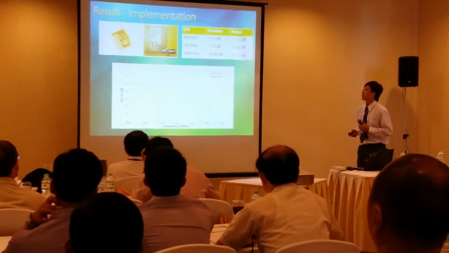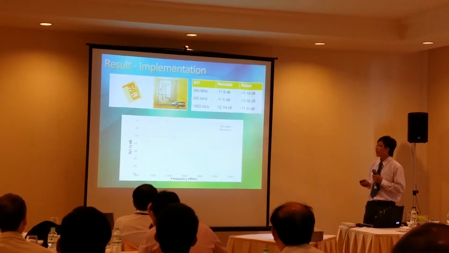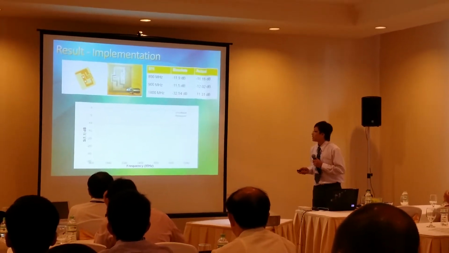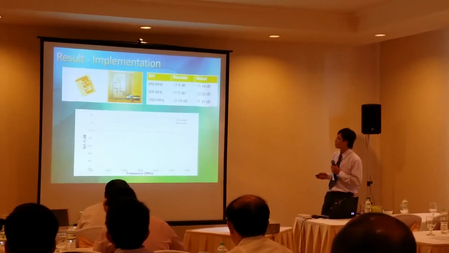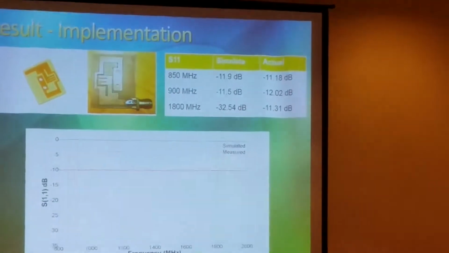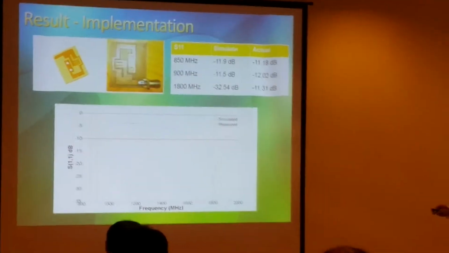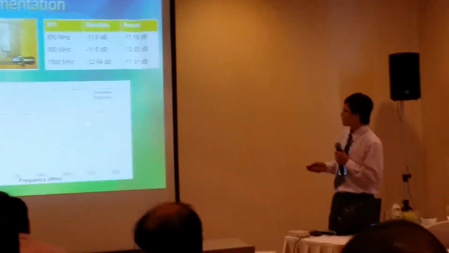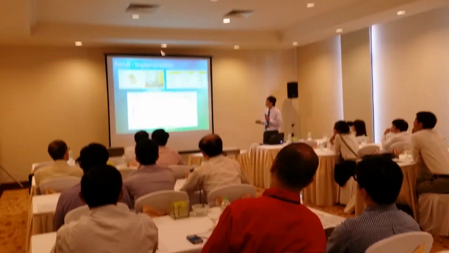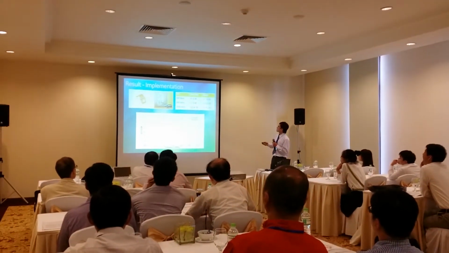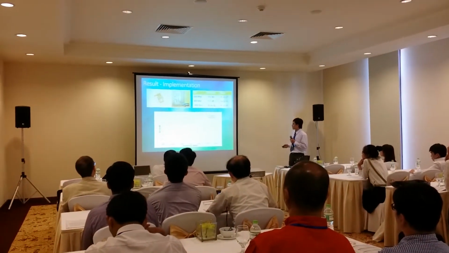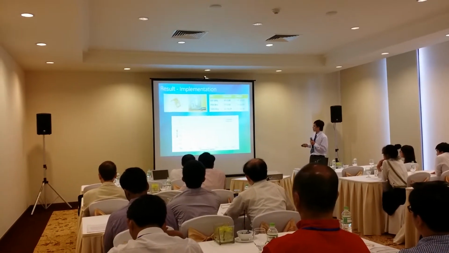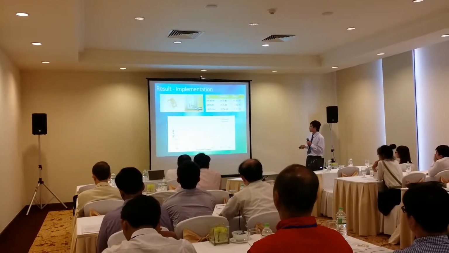And this is the result. We use the network analyzer to measure, and we use MATLAB to compare the two results. The blue curve is the simulated result, and the dotted red curve is the measured result. You can see that all of these points are lower than the -10 decibel threshold. But at 1800 MHz, the measured result is bigger than our simulated one.